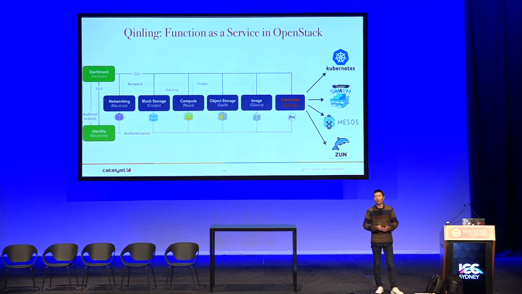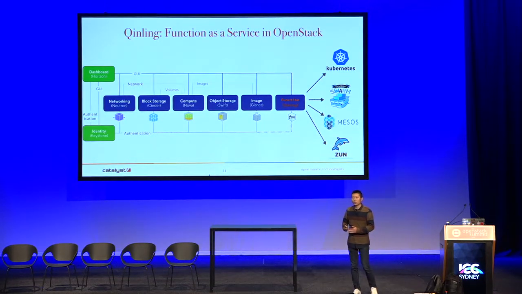Just like other OpenStack services, Qinling uses Keystone for authentication. It can provide a dashboard to end users, and it uses a messaging system for communication between its internal components. It can store and retrieve data from a database. It's all the same. What's more, in order to run the functions, Qinling also uses containers. By default, it uses Kubernetes as backend.